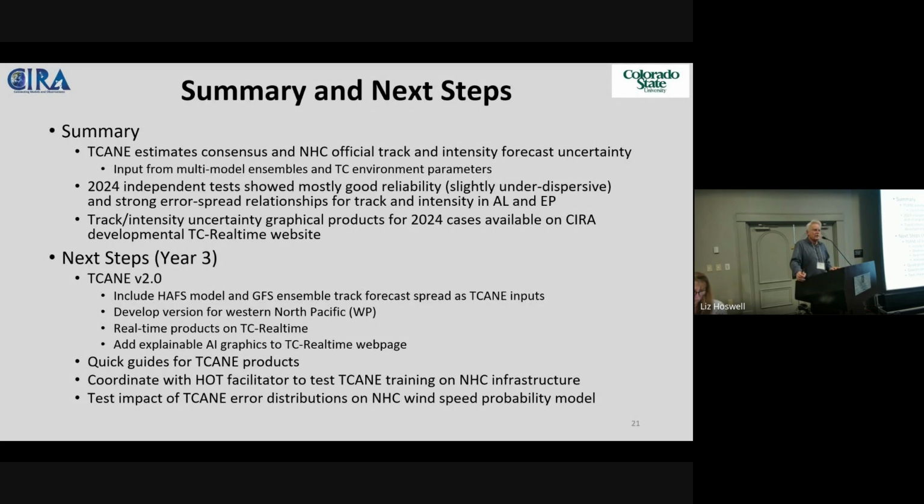And then we also want to test this as input to the wind speed probability model. So can we sample from these error distributions to get the situational dependence into the NHC official forecasts? That's the thing that we'll test in the final year of the project. Thanks.